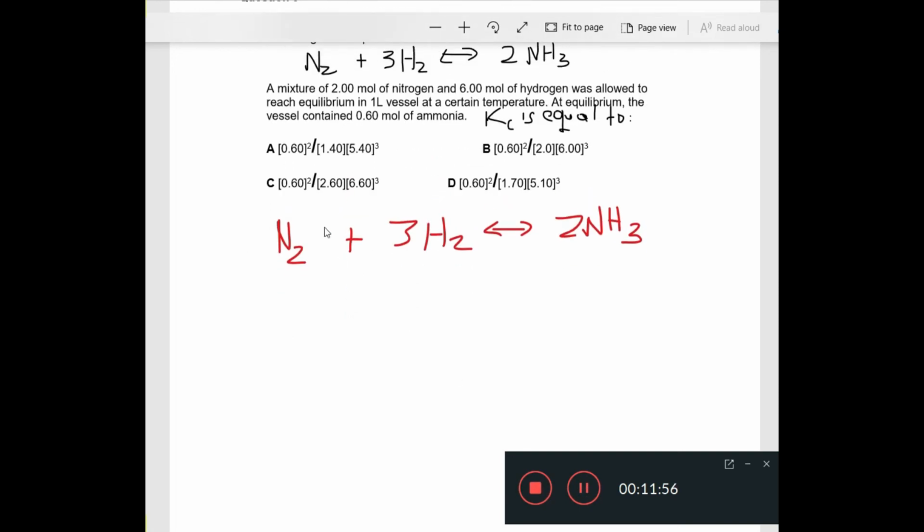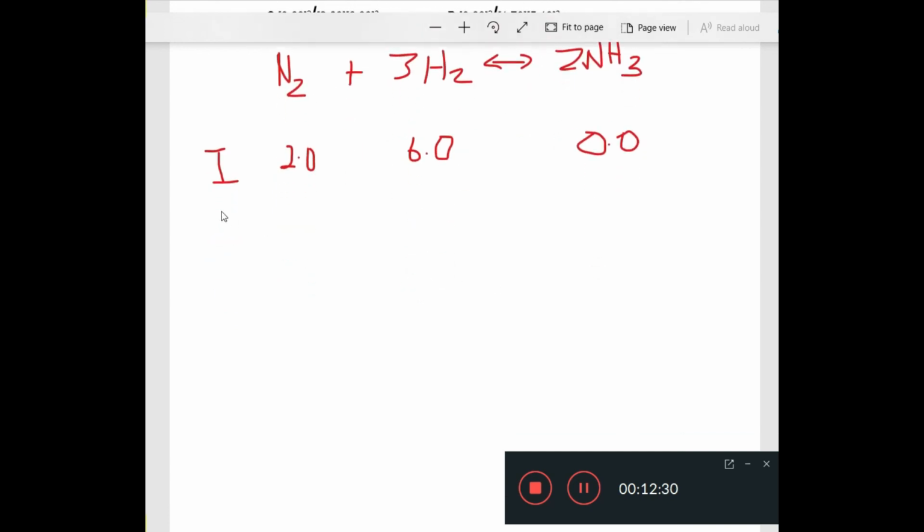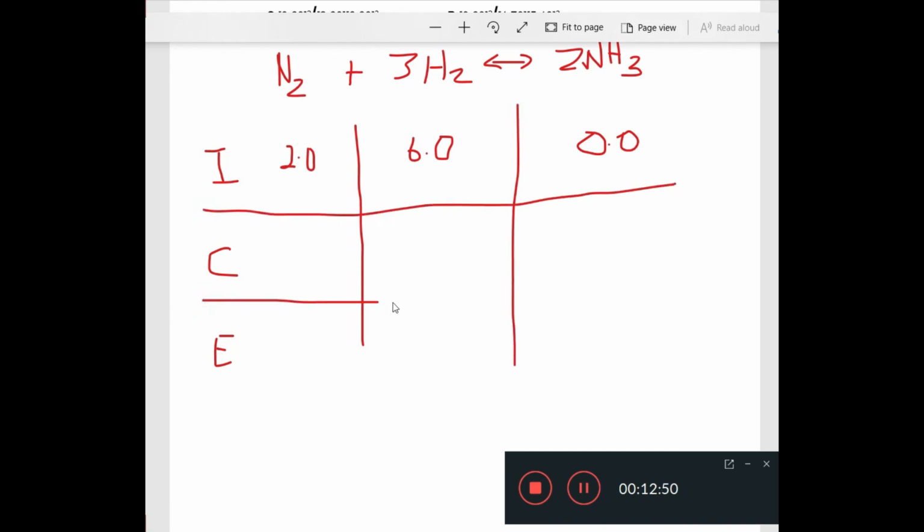So the first thing we're going to do is write down the initial amounts. I'm going to use I here to denote the initial amounts. And we're told that we're starting off with 2 mole of nitrogen and 6 mole of hydrogen. So I'm going to put 2 moles here of nitrogen, and we have 6 moles of hydrogen to start out with. We're not given any information about ammonia, so that must be non-existent in the mixture at the start. And then we're going to write C for the combining or reacting amounts, and then E for the equilibrium amounts, which we're going to use to do our calculation. I'm just going to do this table so that it's clear for you to see.